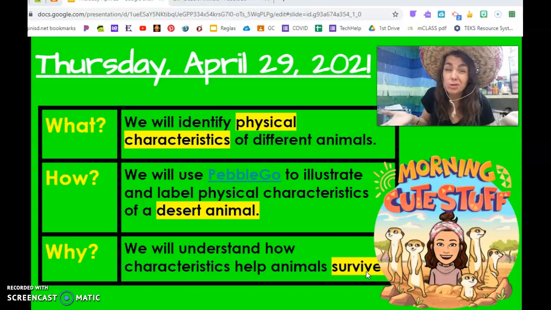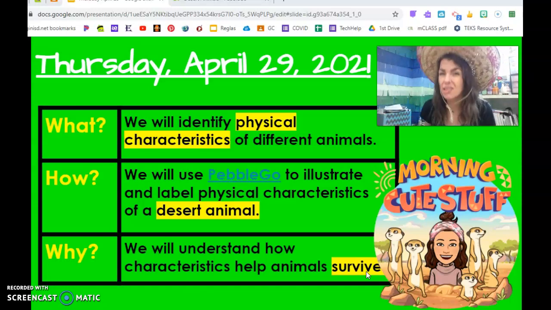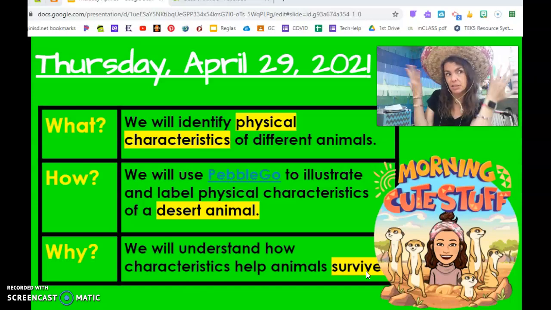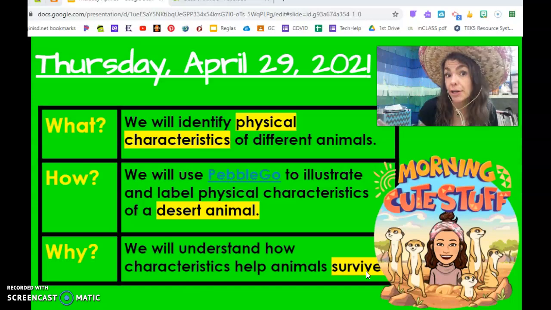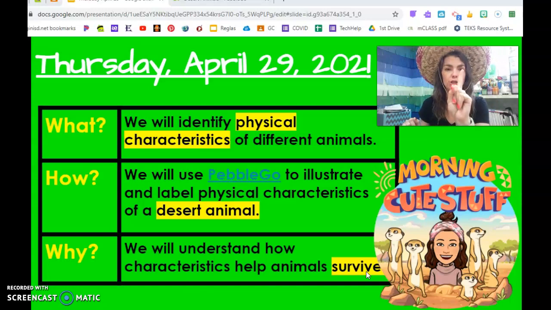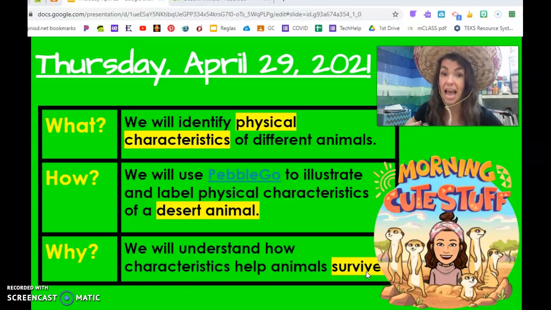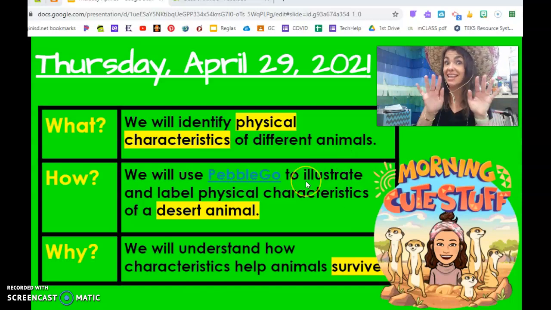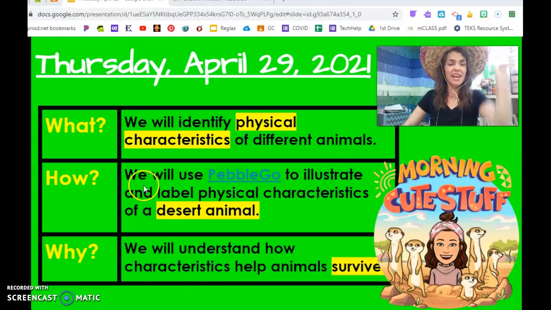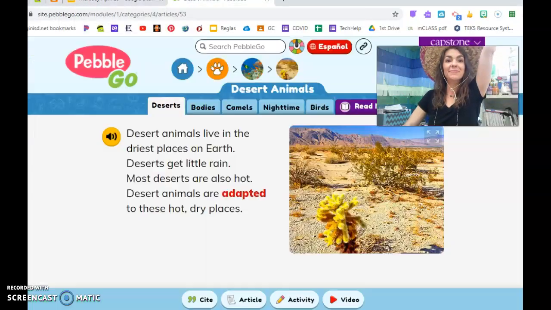I don't know. There's not much water there. But there are a lot of animals that have special things, characteristics to help them survive. Today, we'll be showing one of those animals in our journals. We'll label the characteristics that it has. But first, let's study the desert. Lots and lots of animals. To the desert we go!